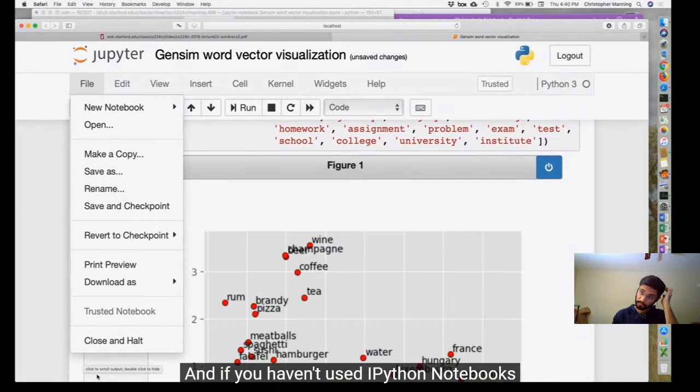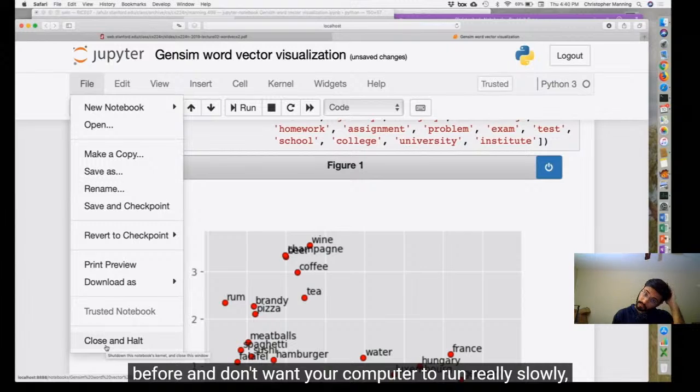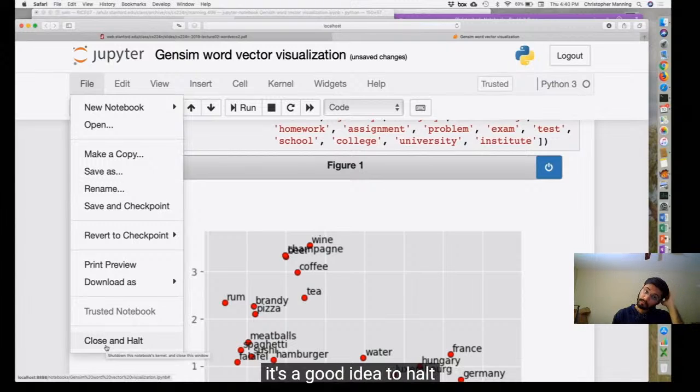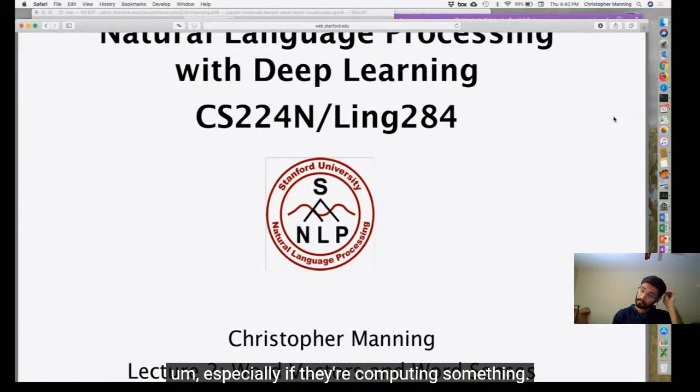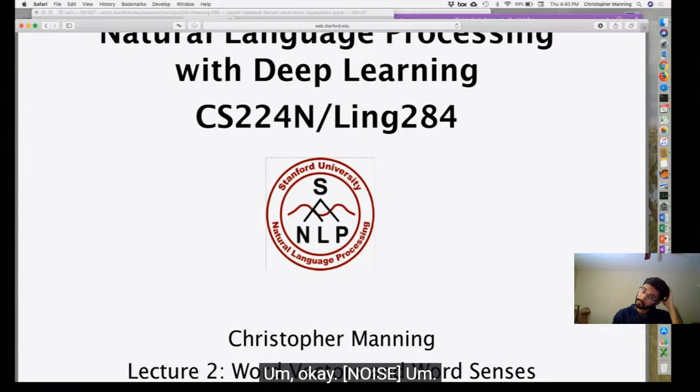And if you haven't used the IPython notebooks before and you don't want your computer to run really slowly, it's a good idea to halt your IPython notebooks when you're not going to be using them anymore, especially if they're computing something. Okay.